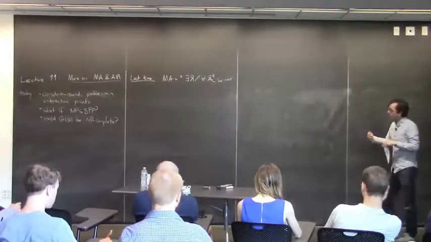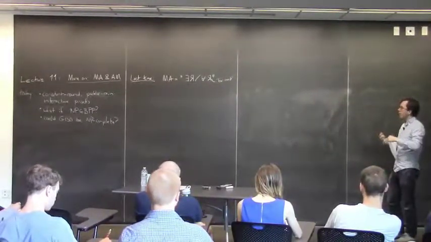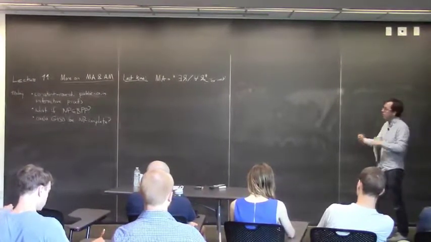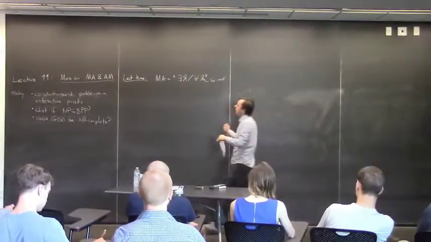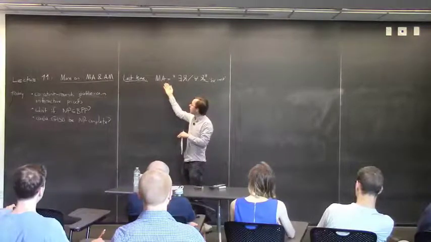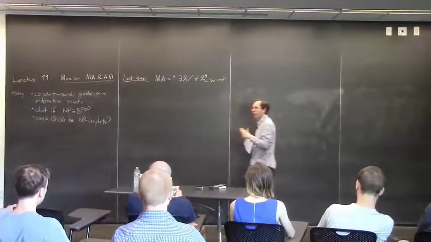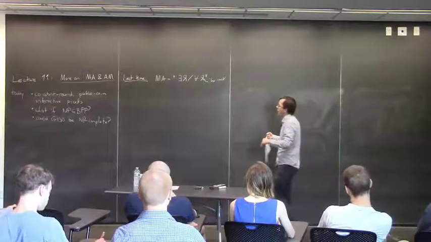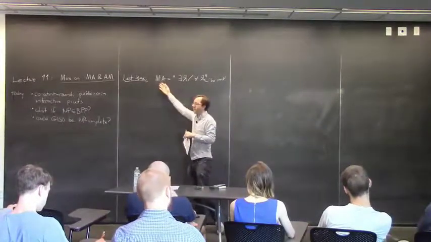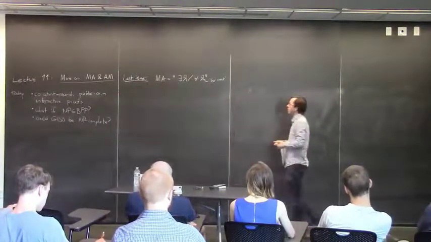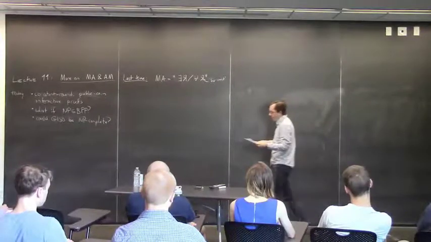Again, Merlin-Arthur MA was the class where you're in the language if there's something Merlin can send you, a kind of certificate, that you can confirm in probabilistic polynomial time. And if the string is not in the language, then no matter what Merlin sends you, you can disconfirm it in probabilistic polynomial time. Okay, so that can be expressed with these quantifiers.